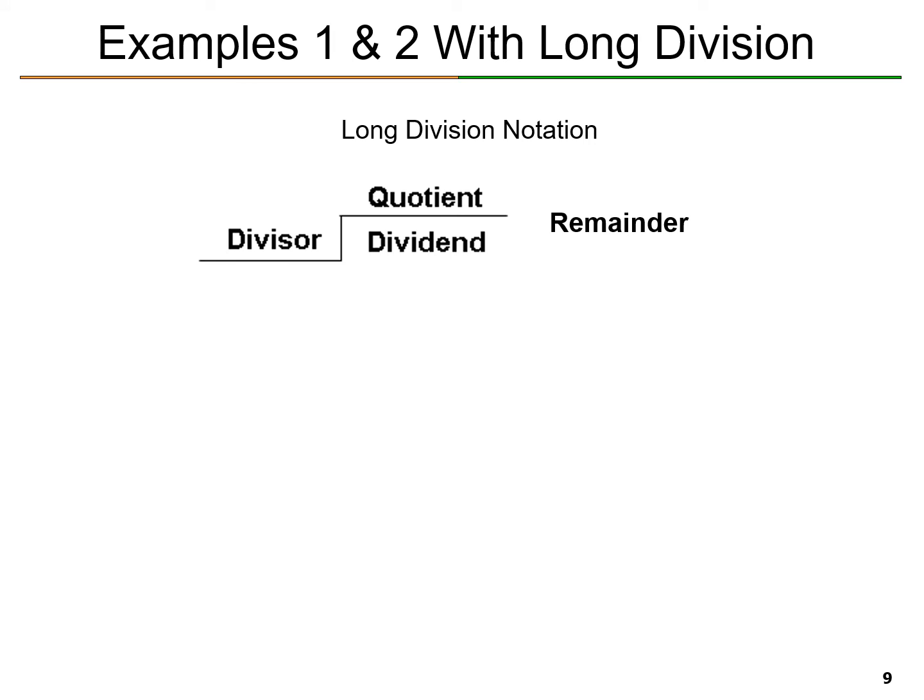Now we're going to rework examples 1 and 2 with long division. And here's the long division notation again. The divisor is on the left, the dividend is here, the quotient is on top of the dividend, and the remainder is to the right. Okay, remember, in example 2, we had 10 dimes that were to be divided up amongst 5 students, and we wanted to know how many dimes each student got. So let's go ahead and work this problem.